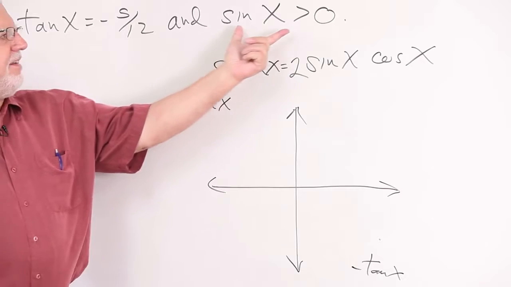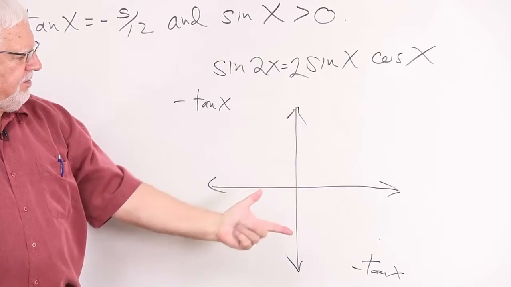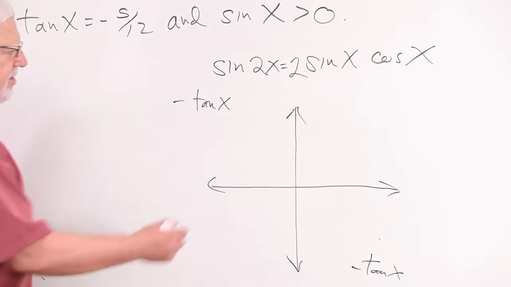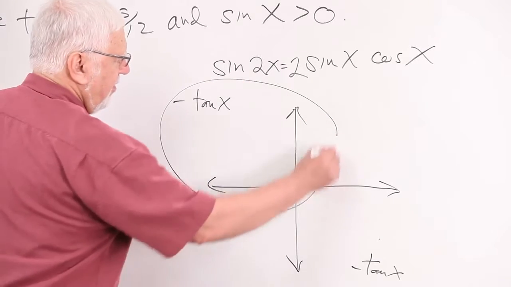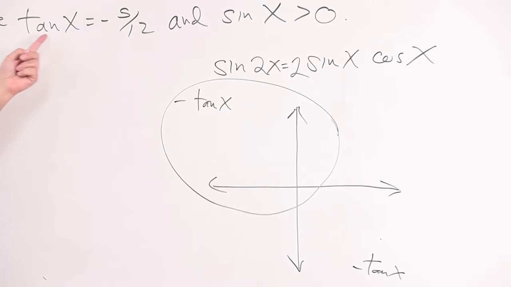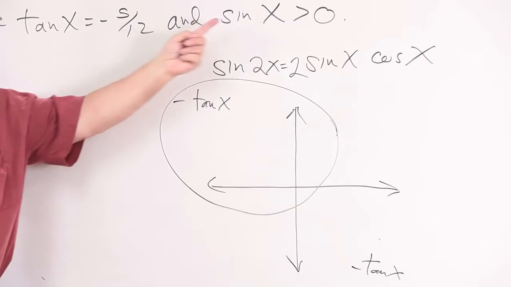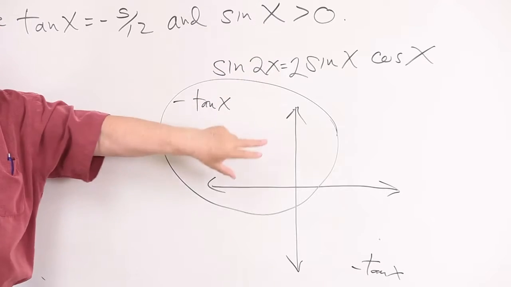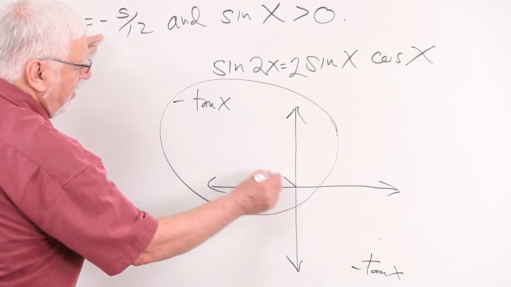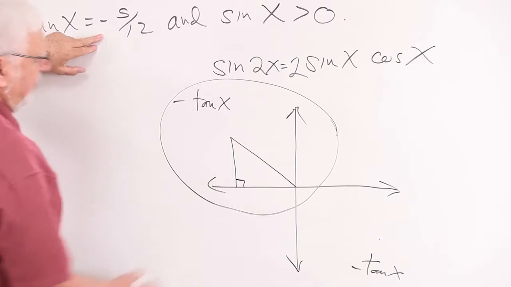But the sine x has to be positive, which eliminates this one, doesn't it? Because the sine's negative down here. So this is the place we're at. We're right here, in that quadrant. So this negative, along with the sine having to be positive, tells us that we're in this quadrant. So we can build a little picture then. We know the little right triangle is here.